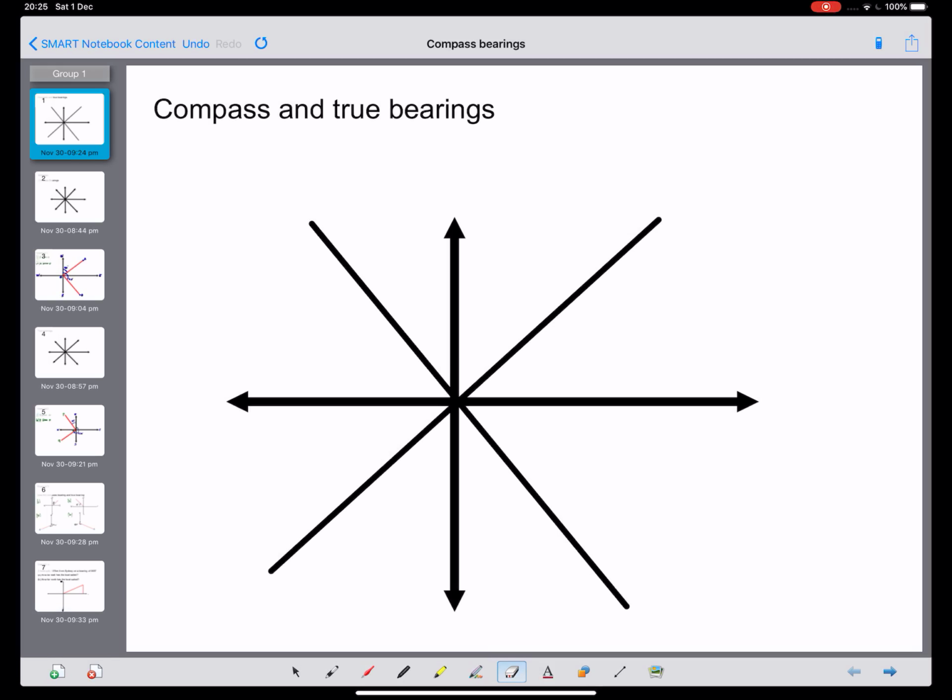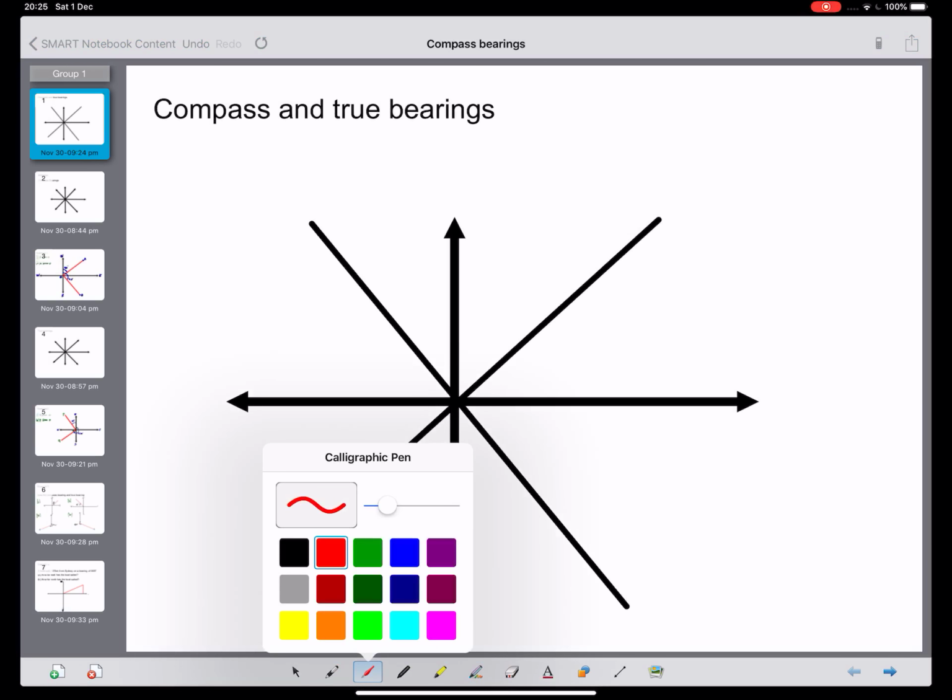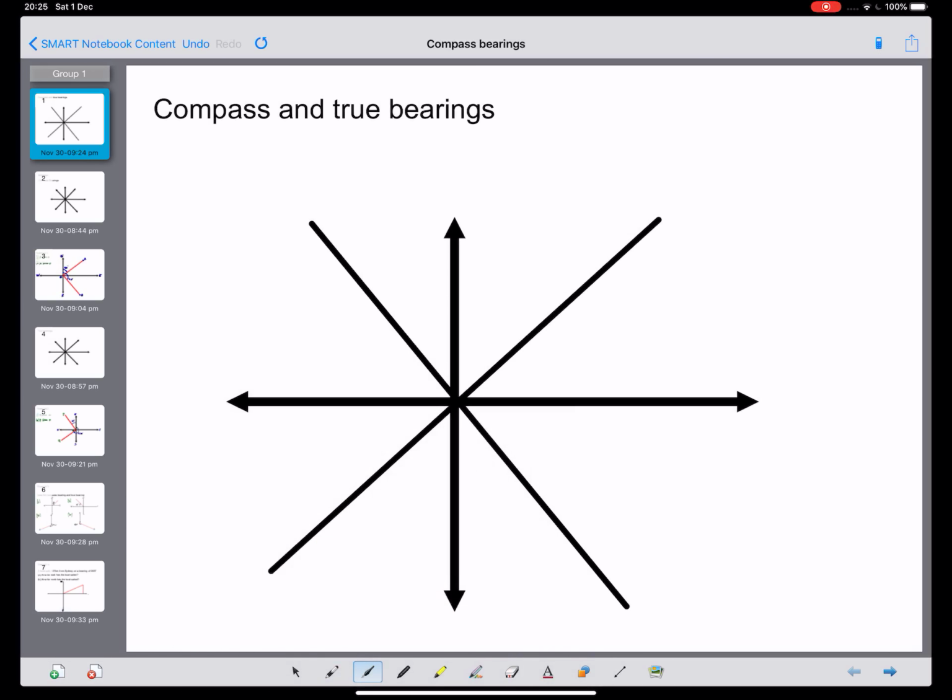Okay, so I'm going to go over compass and true bearings. Before I do that, I'm just going to do a brief recap on what I mean by a degree and a compass. So a degree is a measure of turn. So for instance, 90 degrees, the dot at the top denotes we're measuring in degrees, is a measure of turn of 90 degrees. If you remember, 90 degrees is a right angle.